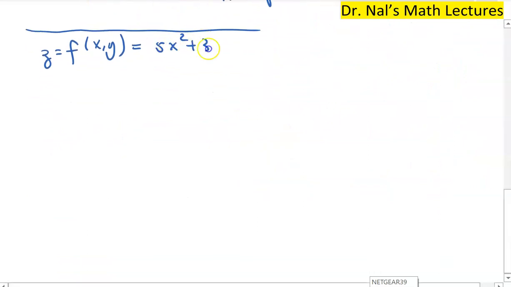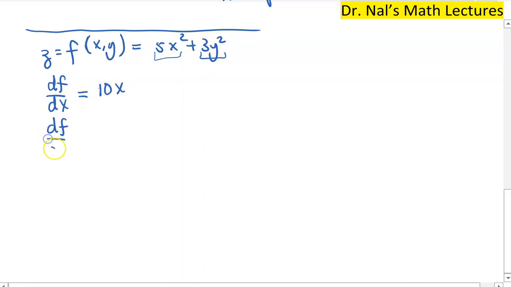5x squared plus 3y squared. Pretty much to begin with, we need to find the derivative of the function f with respect to x. What that means is we are taking partial differentiation, and so we are just assuming under those circumstances that y is just a constant. So the only variable is x. When you take the derivative of this portion, it's just 10x. And we've done it before, and the second part is just a 0.